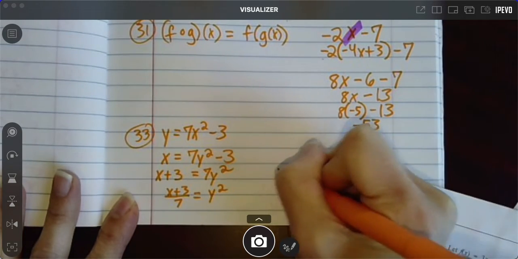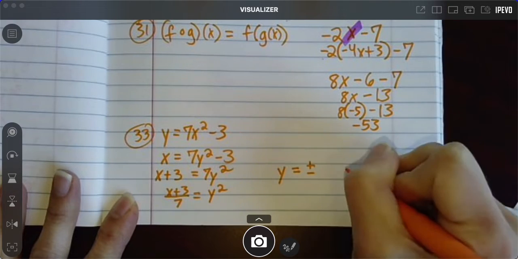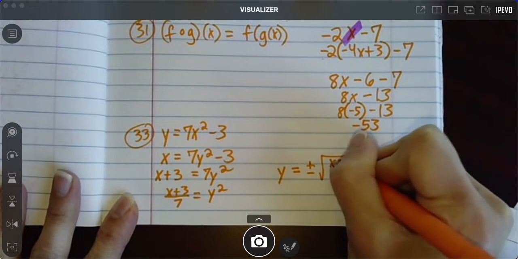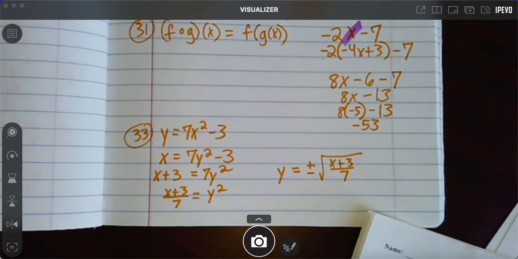Now be careful here. When you take a square root, you're going to get what kind of answers? Positive and negative, plus or minus the square root of x plus 3 over 7. Remember, that's what makes the positive part of our graph and the negative. It makes a sideways parabola. So your answer for 33 is A. Does that make sense, y'all?